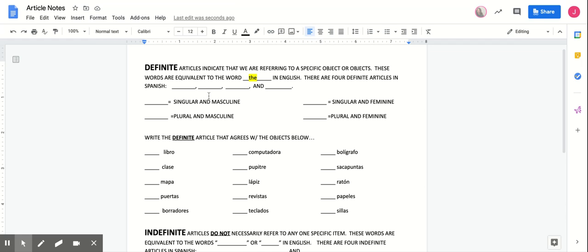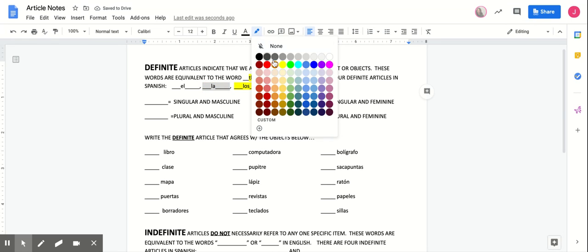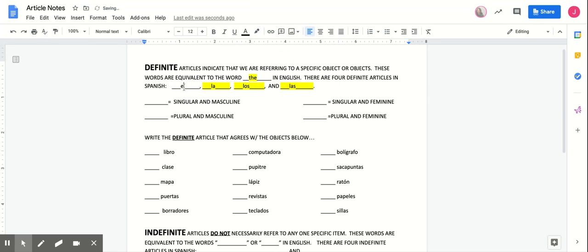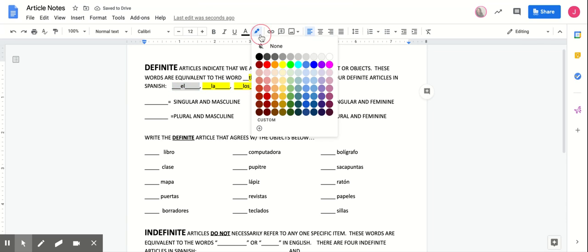Now, this can be in a few different ways. So we have the word el, la, los, and las. These are the 4 different definite articles in Spanish, and these are the 4 different ways to say the in Spanish. Yes, there are 4 different ways to say the. So go ahead and write these 4 different ways in your notes. El, la, los, and las.